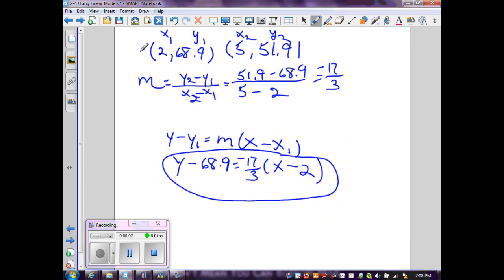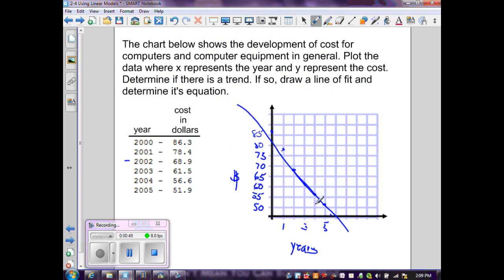Using those 2 points from the previous slide, I've created most of the work to find that equation. Here I labeled my points x1, y1, x2, y2. Substituted in my slope formula, which is y2 minus y1 over x2 minus x1. When I did that, I got a simplified negative 17/3, which makes sense because my line is decreasing, therefore my slope is negative. I substitute my ordered pair into my point slope formula, which is y minus y1 equals m times x minus x1. Either point will do, but I will use my subset of x1, y1. When I substitute in, I get y minus 68.9 equals negative 17/3 times x minus 2. This equation represents my trend line for this example.